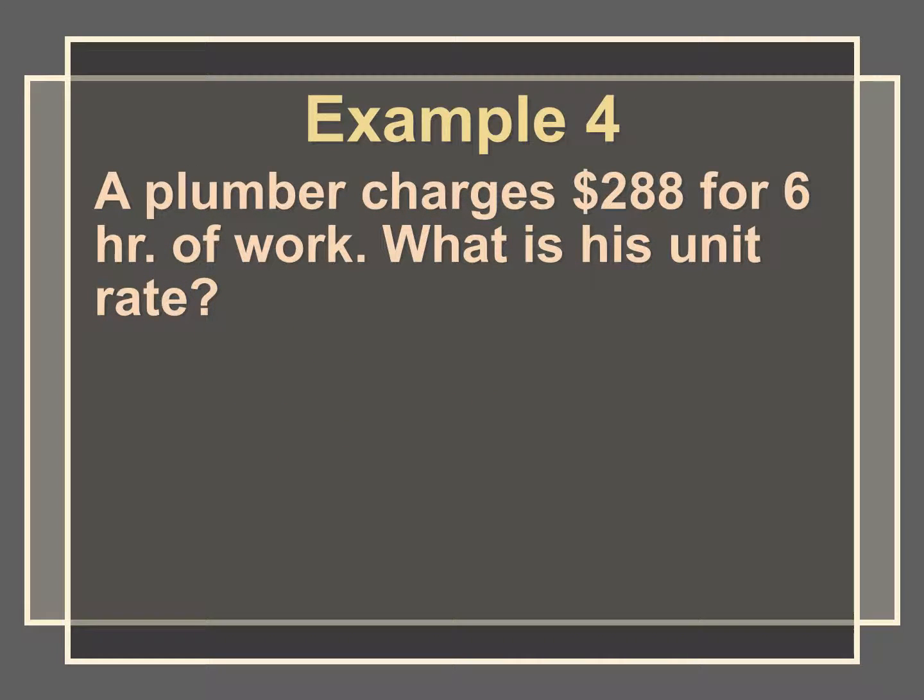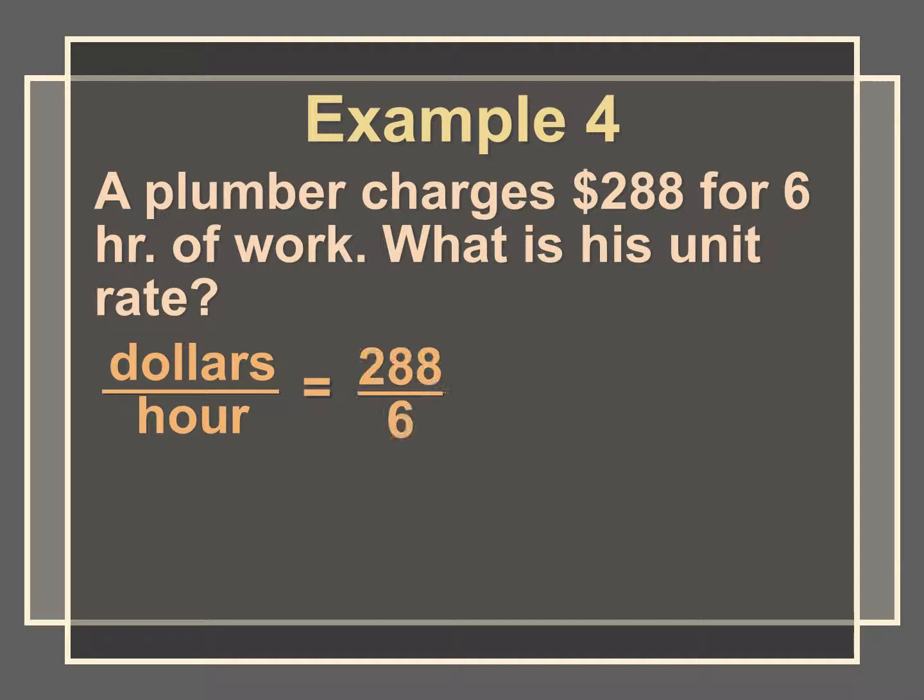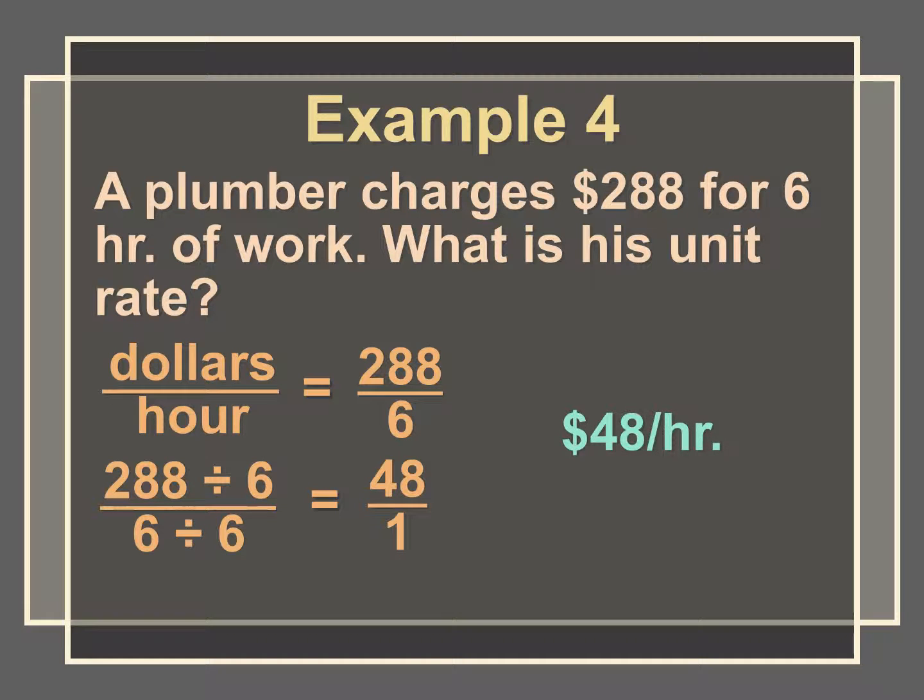So a plumber charges $288 for 6 hours of work. What is his unit rate? So we're comparing dollars to hours. So we'll divide both numerator and denominator by 6 to get our unit rate. And we get 48 to 1. So that means $48 for every 1 hour. So $48 per, which I'm going to use my slash mark for, hour.